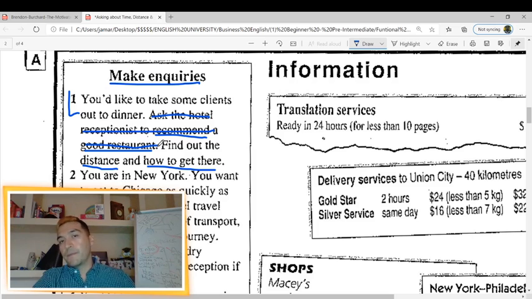Good, good. Okay, any questions so far? Okay, we're going to the next part. We need a question for your clients to ask you. That way we practice the questions and we're ready. Find out the distance. Now we need the distance.